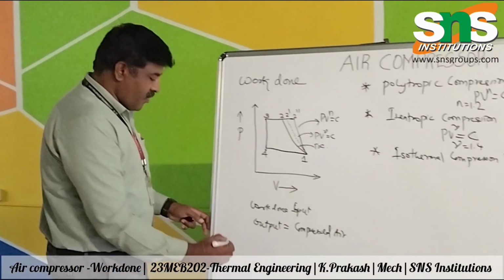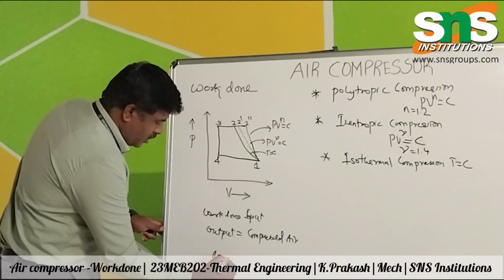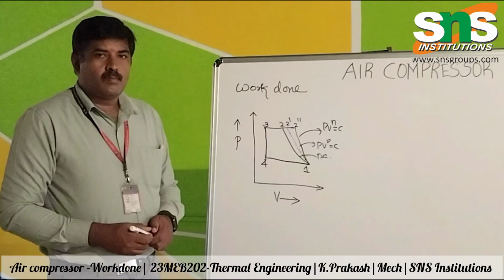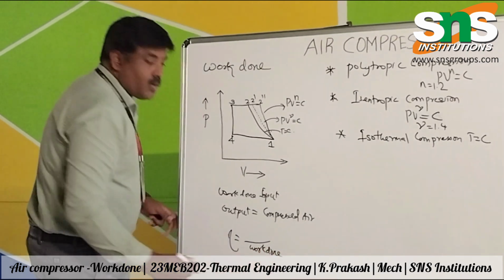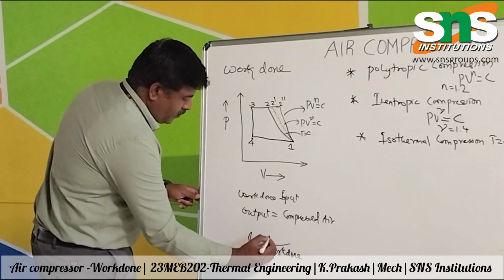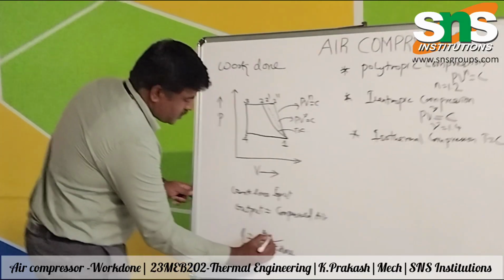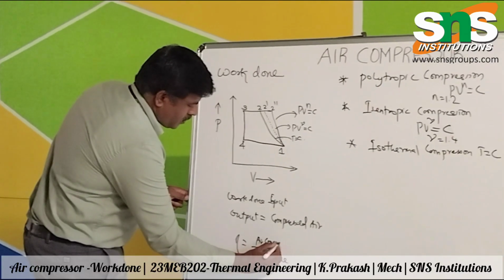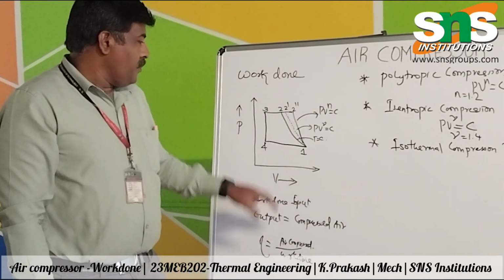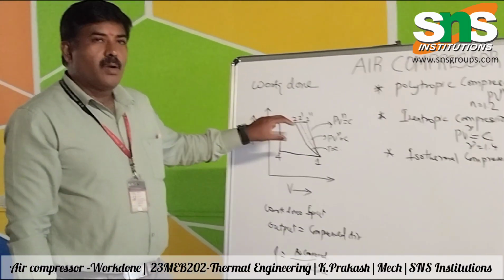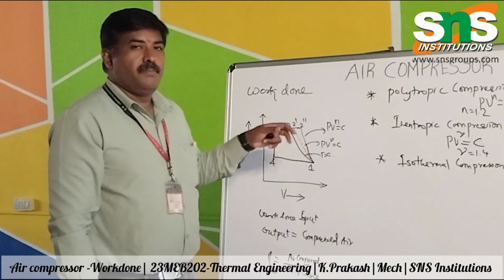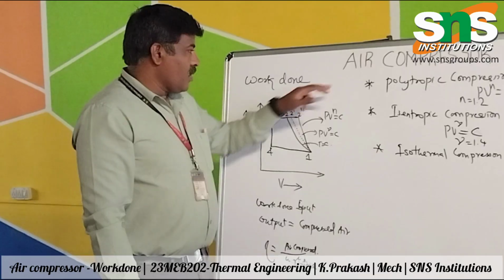So here the efficiency is always based on the input, which is the work done, and the output, which is the compressed air. As the input plays a very important role, we are going to discuss, for the minimum work done, what is the maximum air pressure.